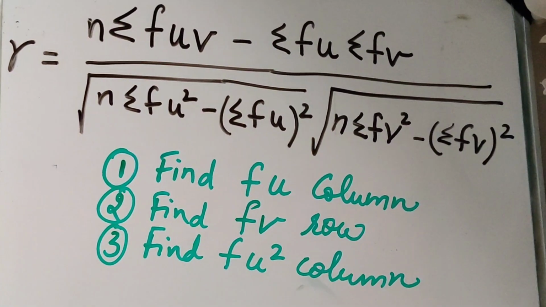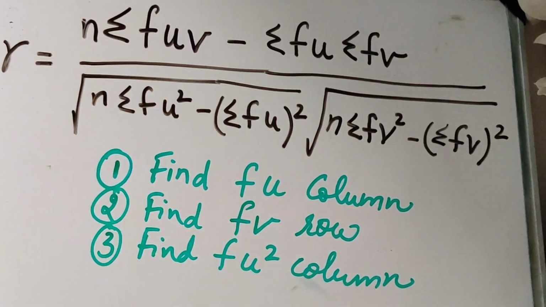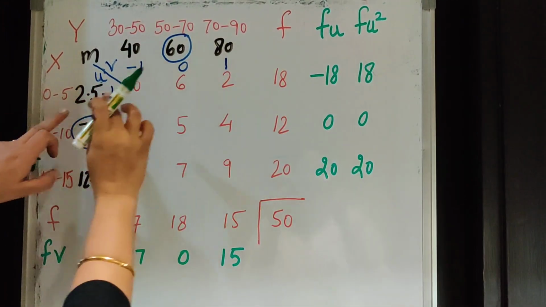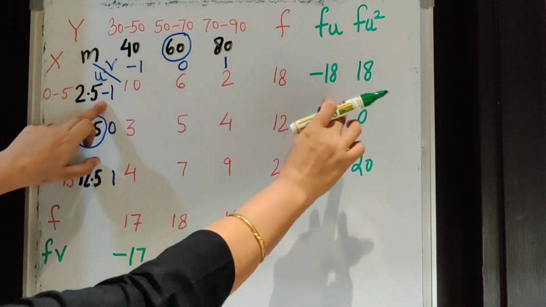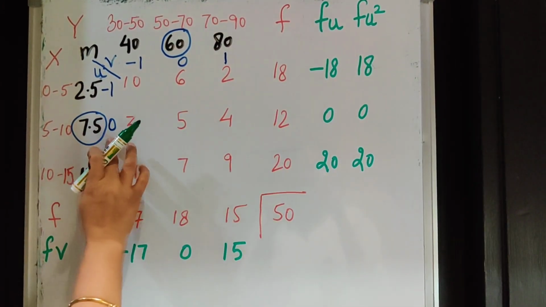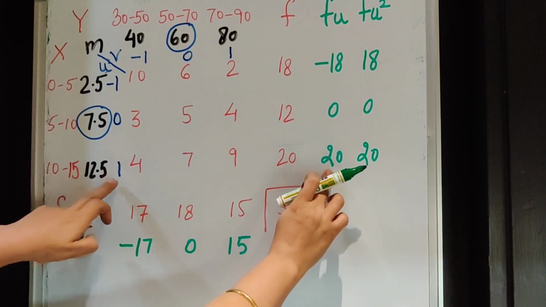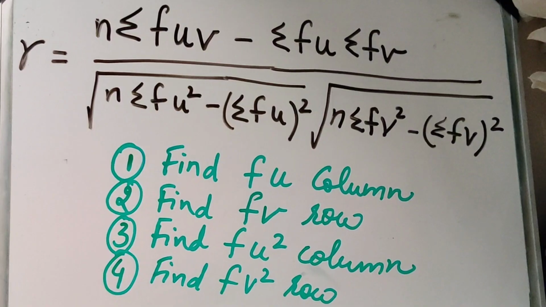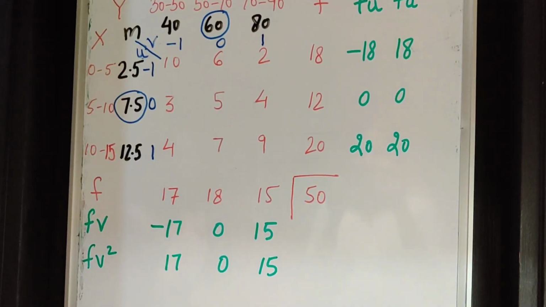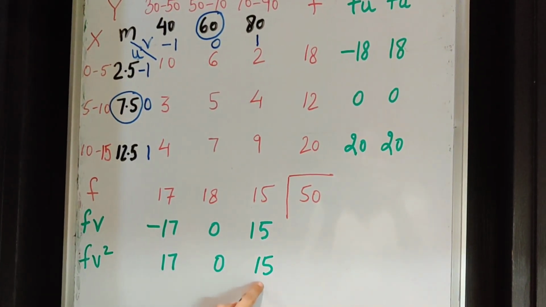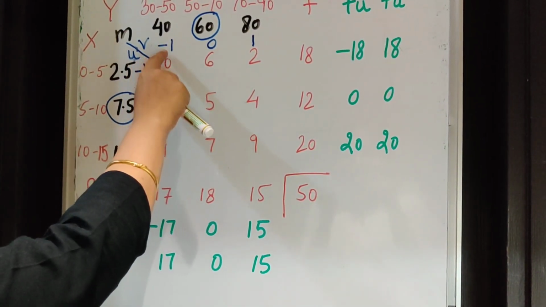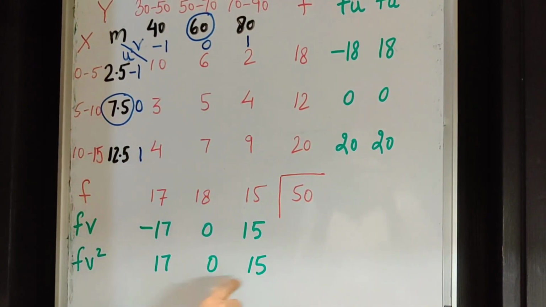The next step is to find FU square column. We already have FU with us. So if multiplied with U, we get FU square. So minus 18 into minus 1 gives us 18. 0 into 0 gives us 0. And 20 into 1 gives us 20. Next, we will find FV square row. So we get 17, 0 and 15, when minus 17, 0 and 15 are multiplied by minus 1, 0 and 1 respectively.